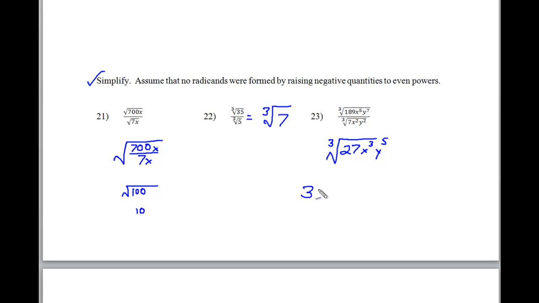3 goes into 3 once, which means that the cube root of x cubed is x. And 3 goes into 5 once, so that leaves me with 2 left over, or 2 y's, under the radical. A lot of this was talked about earlier in the chapter, so please feel free to watch those videos to get a further explanation of why that's the case.